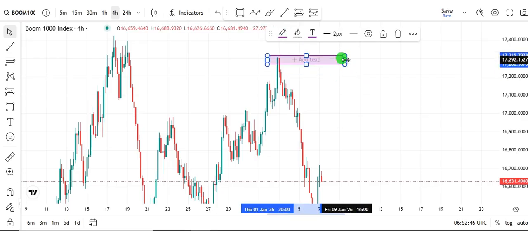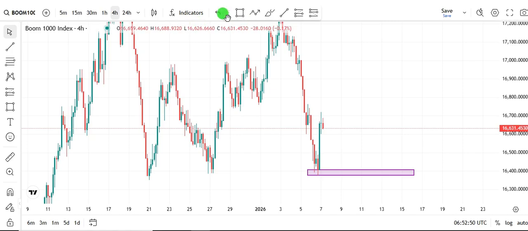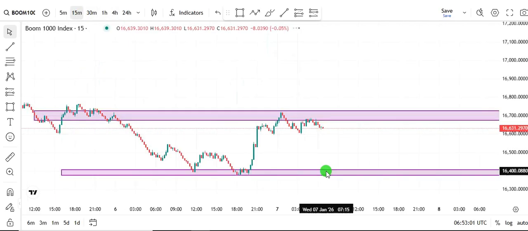Okay. So just mark the recent high, then the recent low. But then I think I can see an internal structure around here. So let's go to the internal. Let's see if we can see a good opportunity going short on this, and we have this as our target.